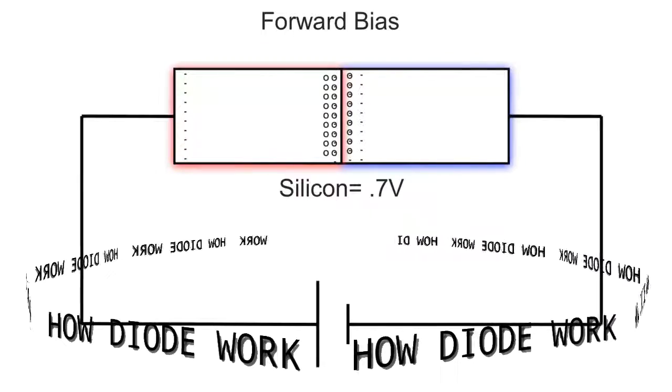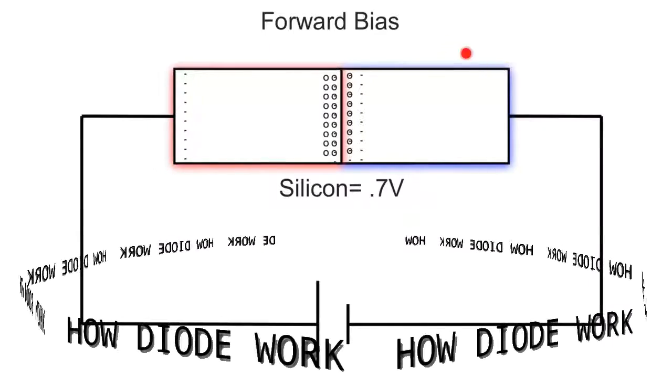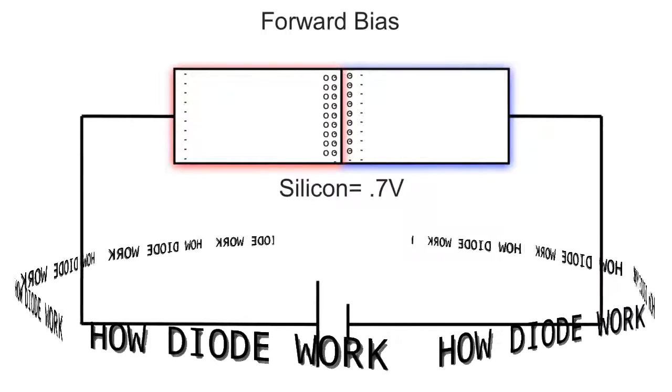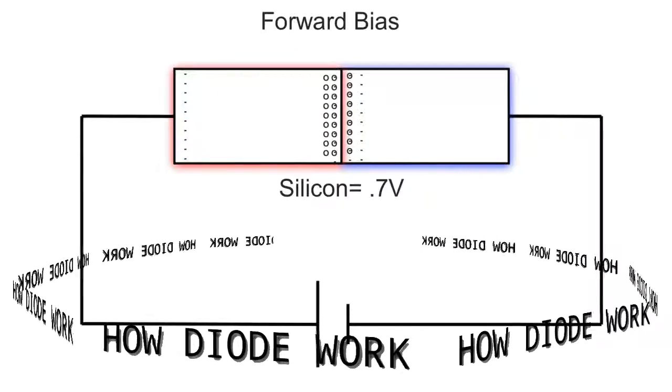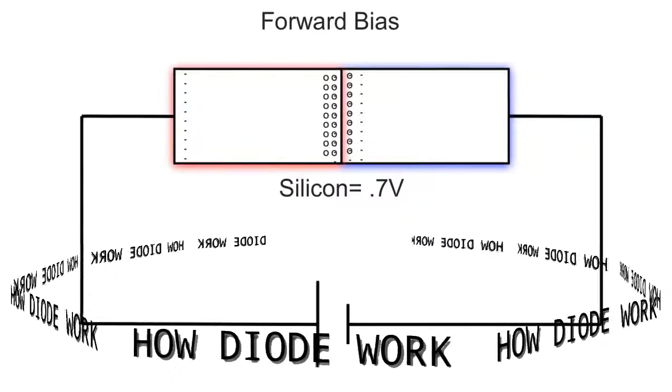The voltage across the diode from this point to this point in reverse bias will be equal to this voltage here, because those holes and those electrons balance out, it hits an equilibrium, and it equals the voltage. We'll fool around with that in the calculation video.